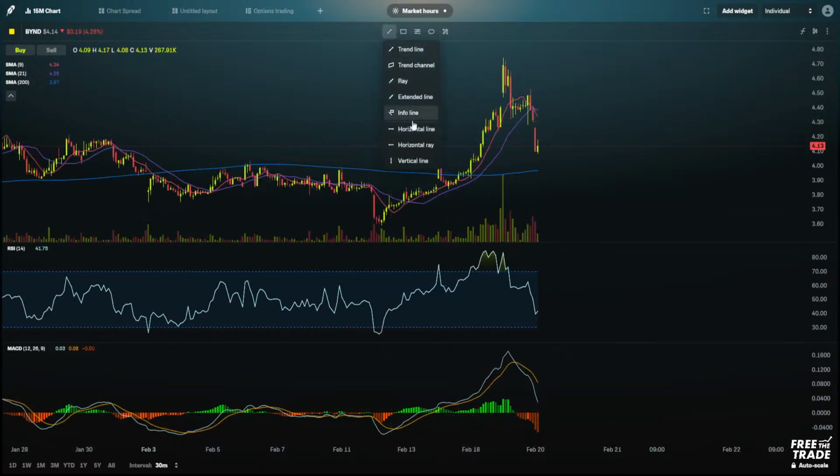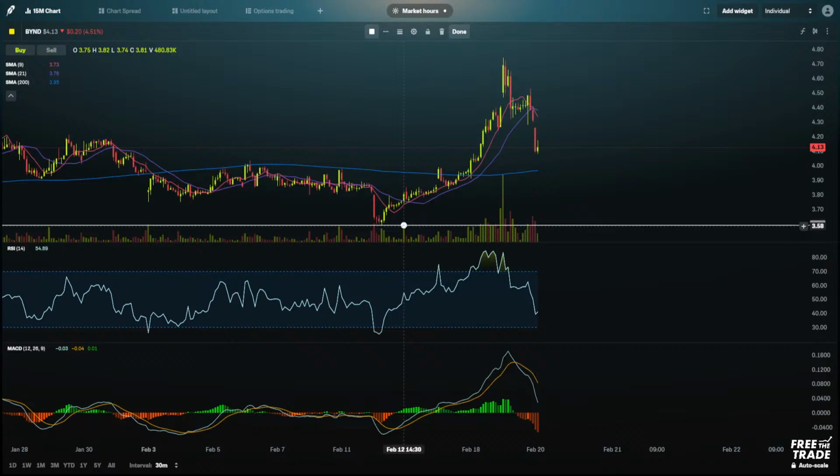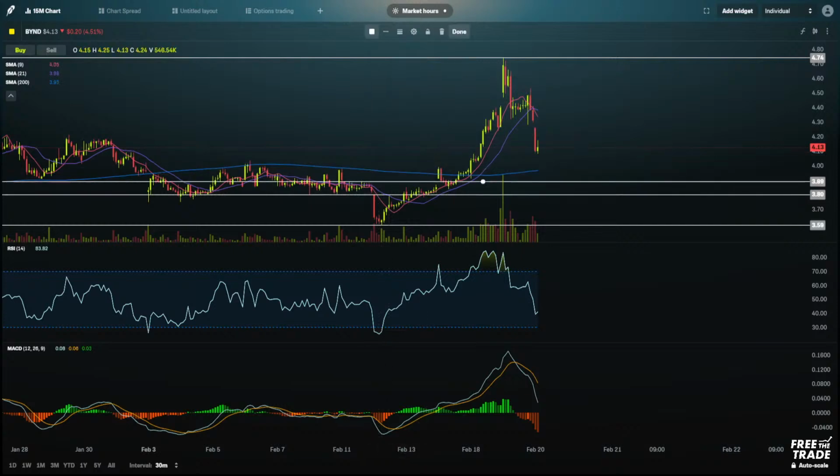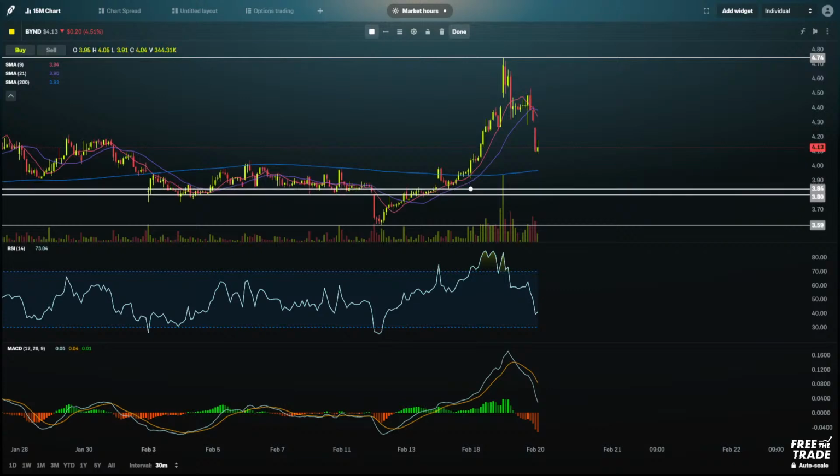Looking at the weekly, boom, we've got lows, we've got highs. Let's find some support levels. Support level there. We've got support levels. That's a support right here. We've got more support levels, somewhere around here is a support level.